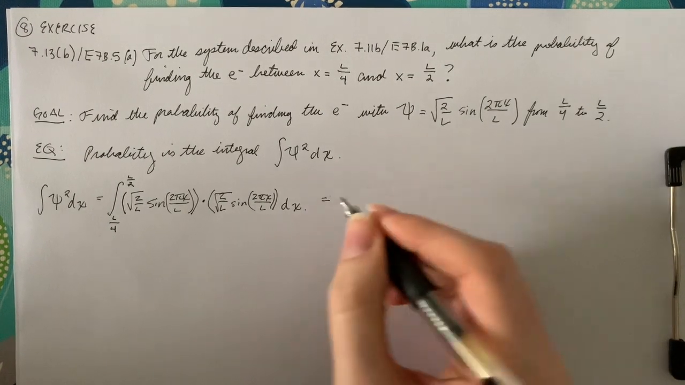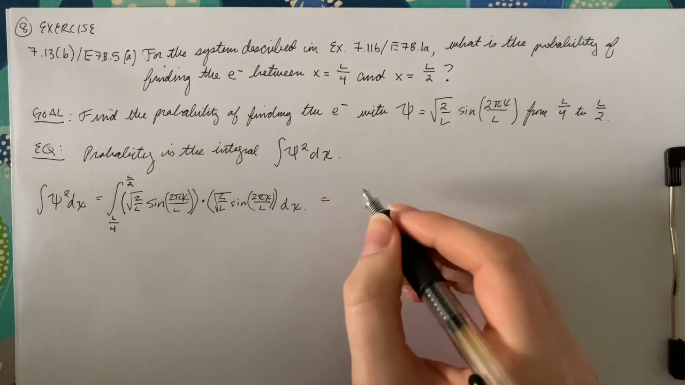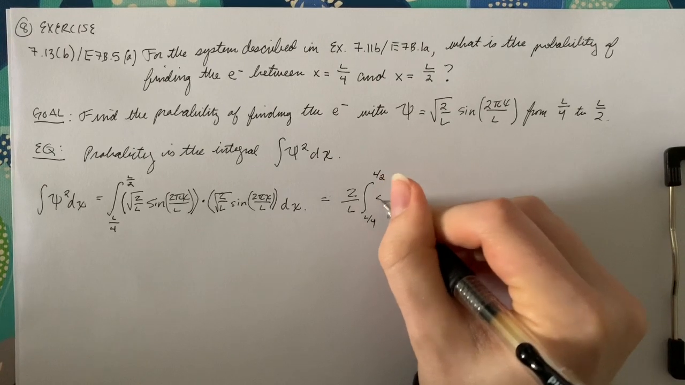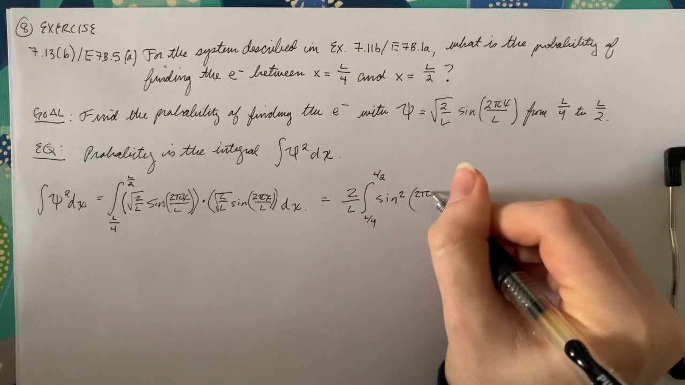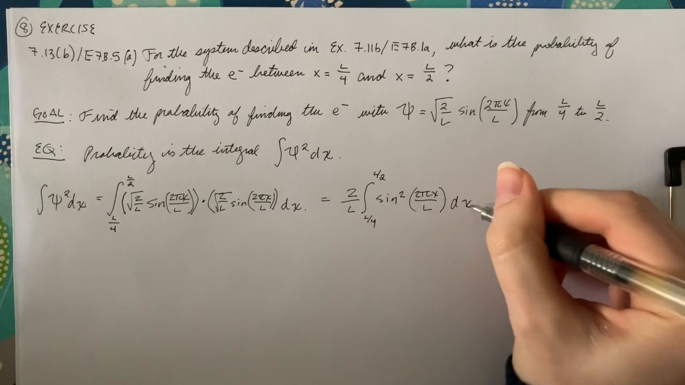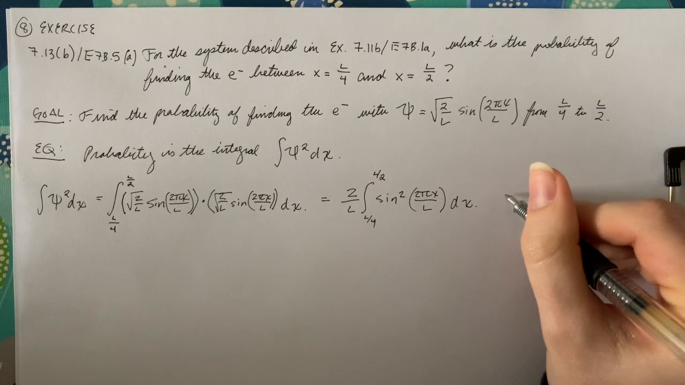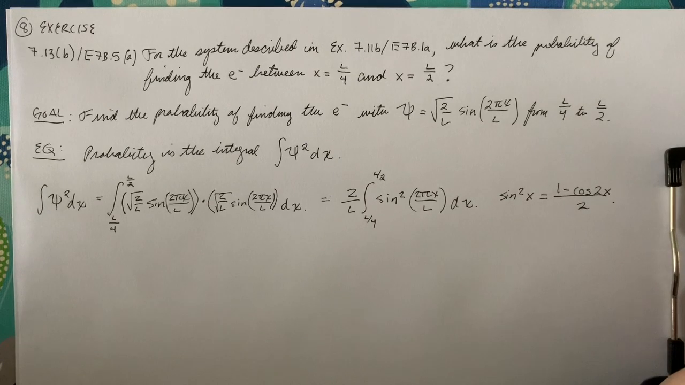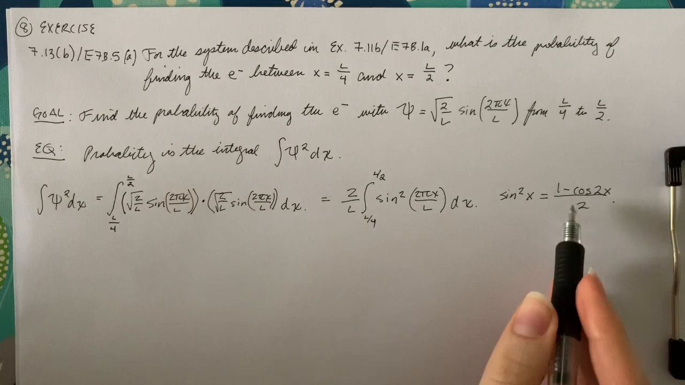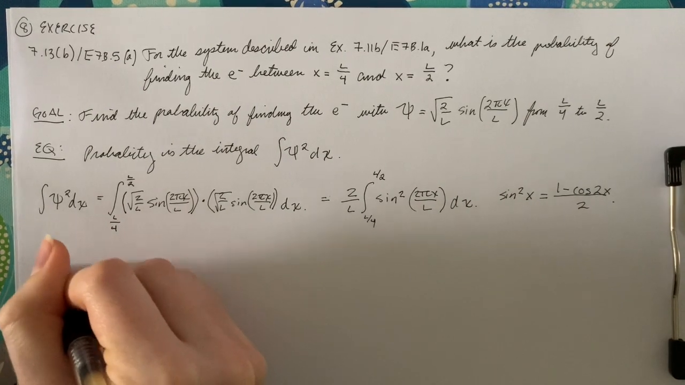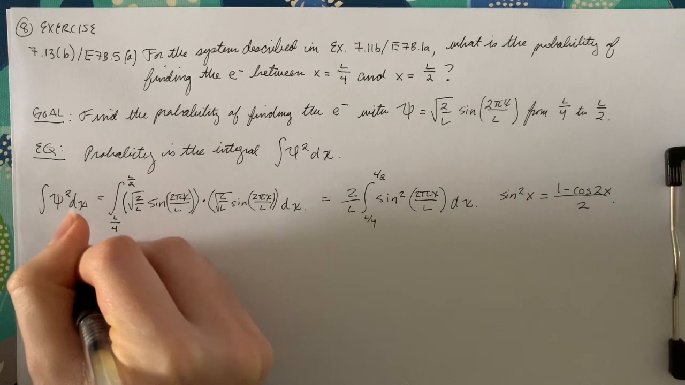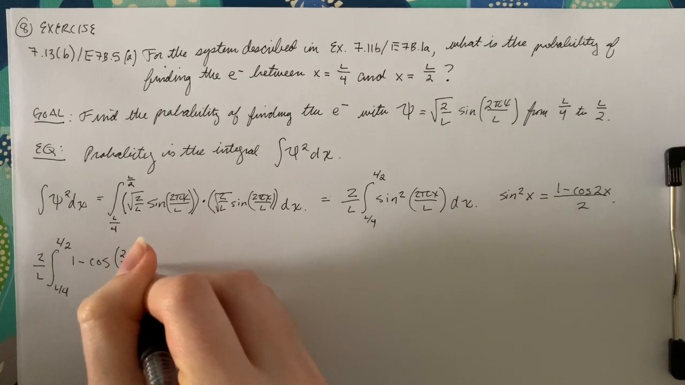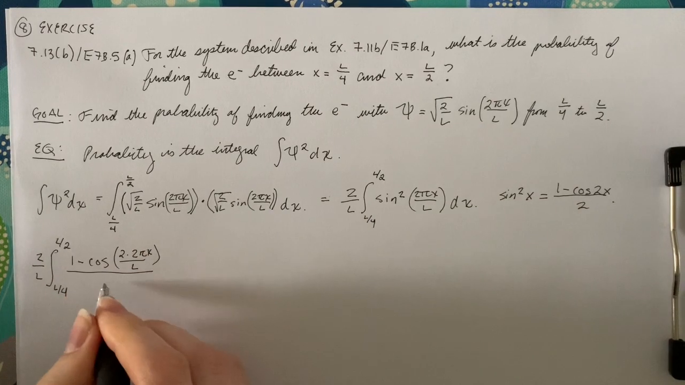Simplifying this out, we can take out these 2 over L's, and since they're square roots, that cancels, L/4 to L/2. And again, we get sine squared 2 pi x over L dx. Again, we can't integrate sine squared, so we can use the identity sine squared x equals 1 minus cosine of 2x all over 2. So similar to the process previously, we substitute this in, and we get 2 over L from L/4 to L/2, 1 minus cosine, I'm going to put the 2 on the inside, all over 2 dx.